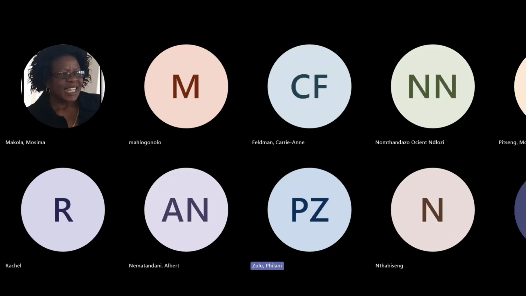UNISA is a very lonely space, especially since it is a distance education. With us doing these kinds of workshops, we are trying by all means to make sure that we close the gap between you and UNISA and your lecturers. We become that conduit for you to be able to pass at the end of the year or become graduates as you continue with your studies.